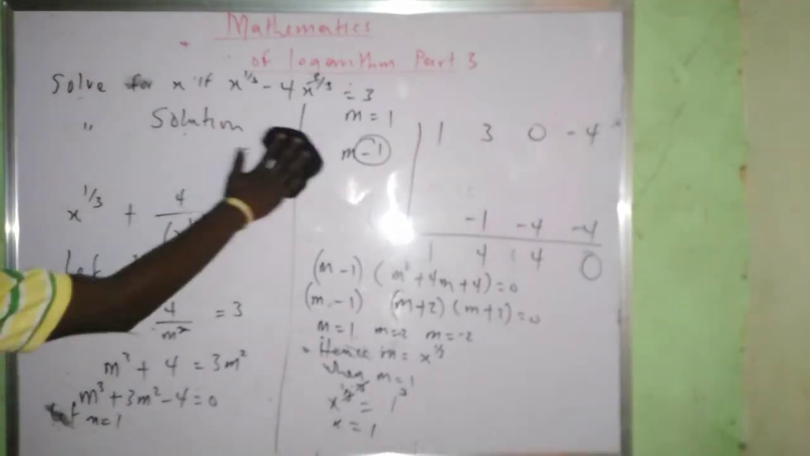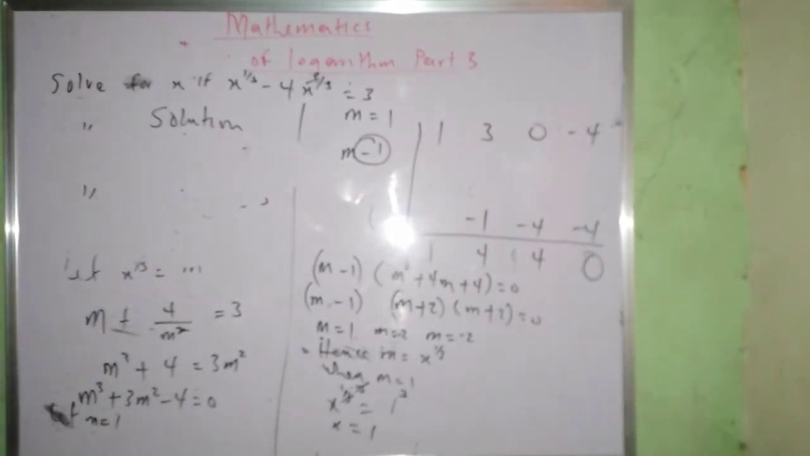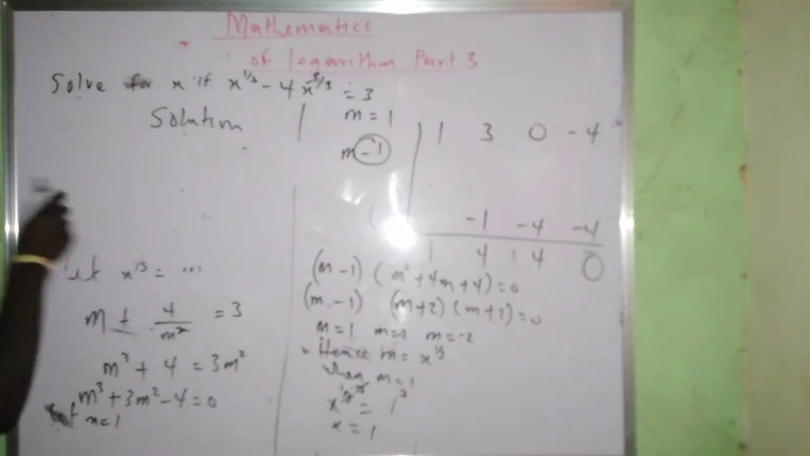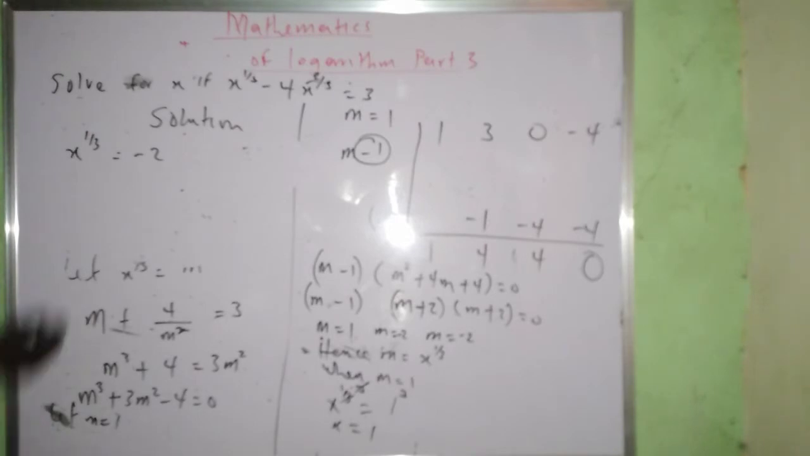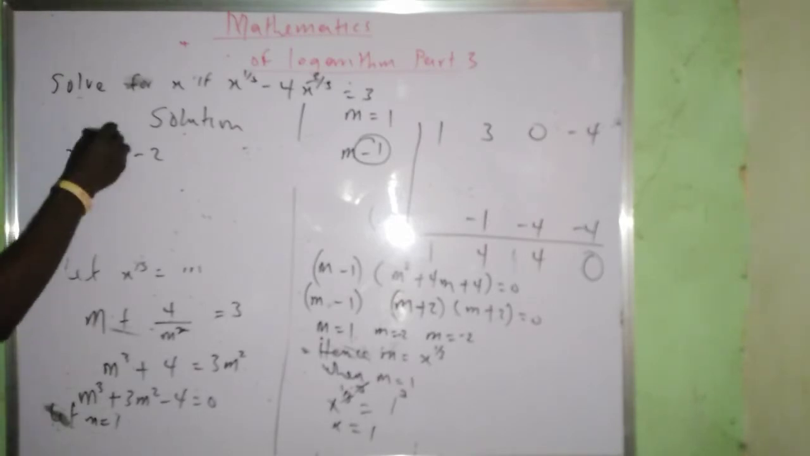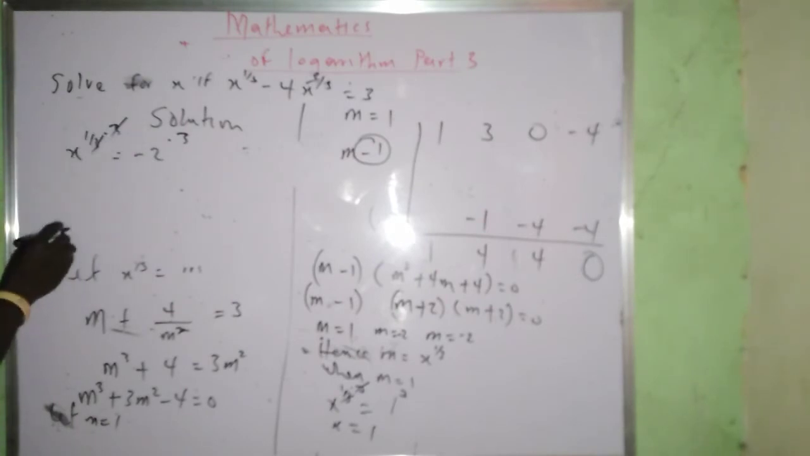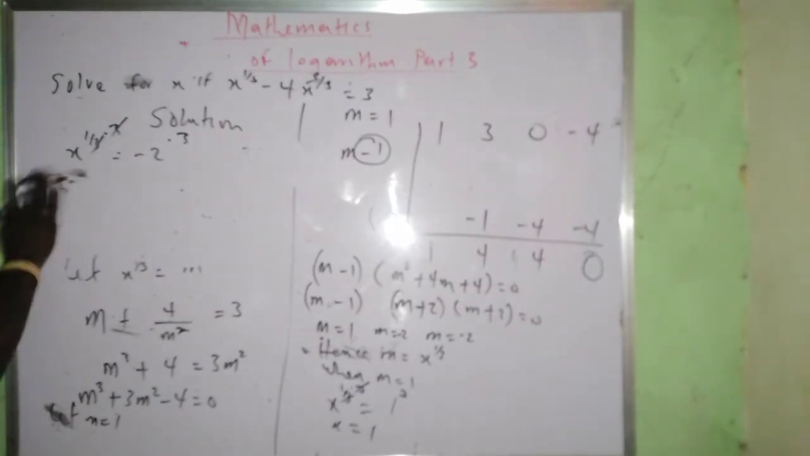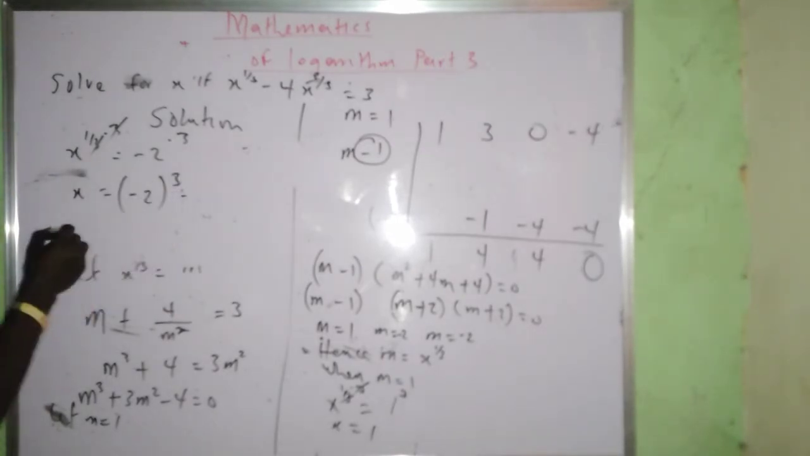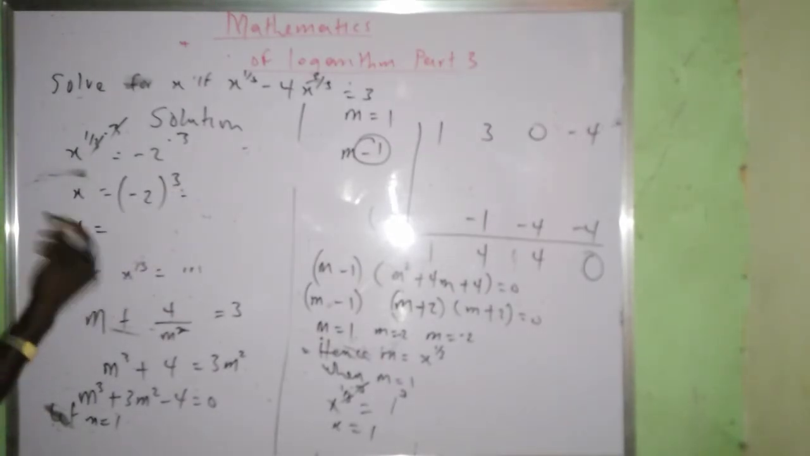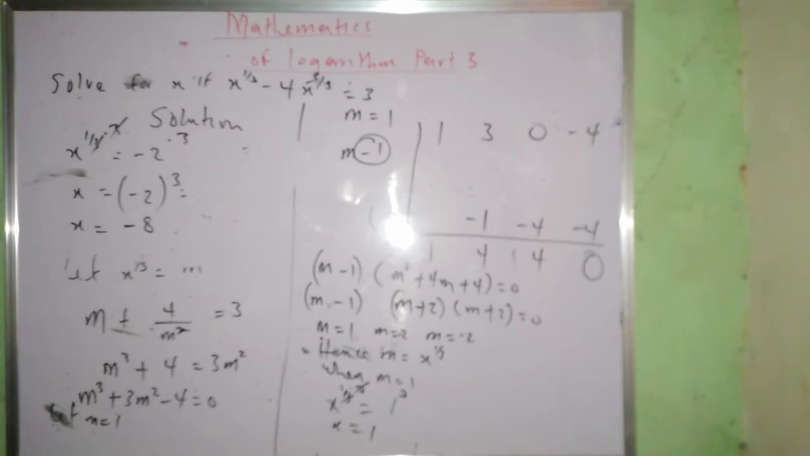When my m equals minus 2, I have x to the power 1 over 3 equals minus 2. What can I do here? I will also multiply both powers by 3. Now I will be having x equals minus 2 to the power 3, which is minus 2 in 3 places, which will be minus 8.